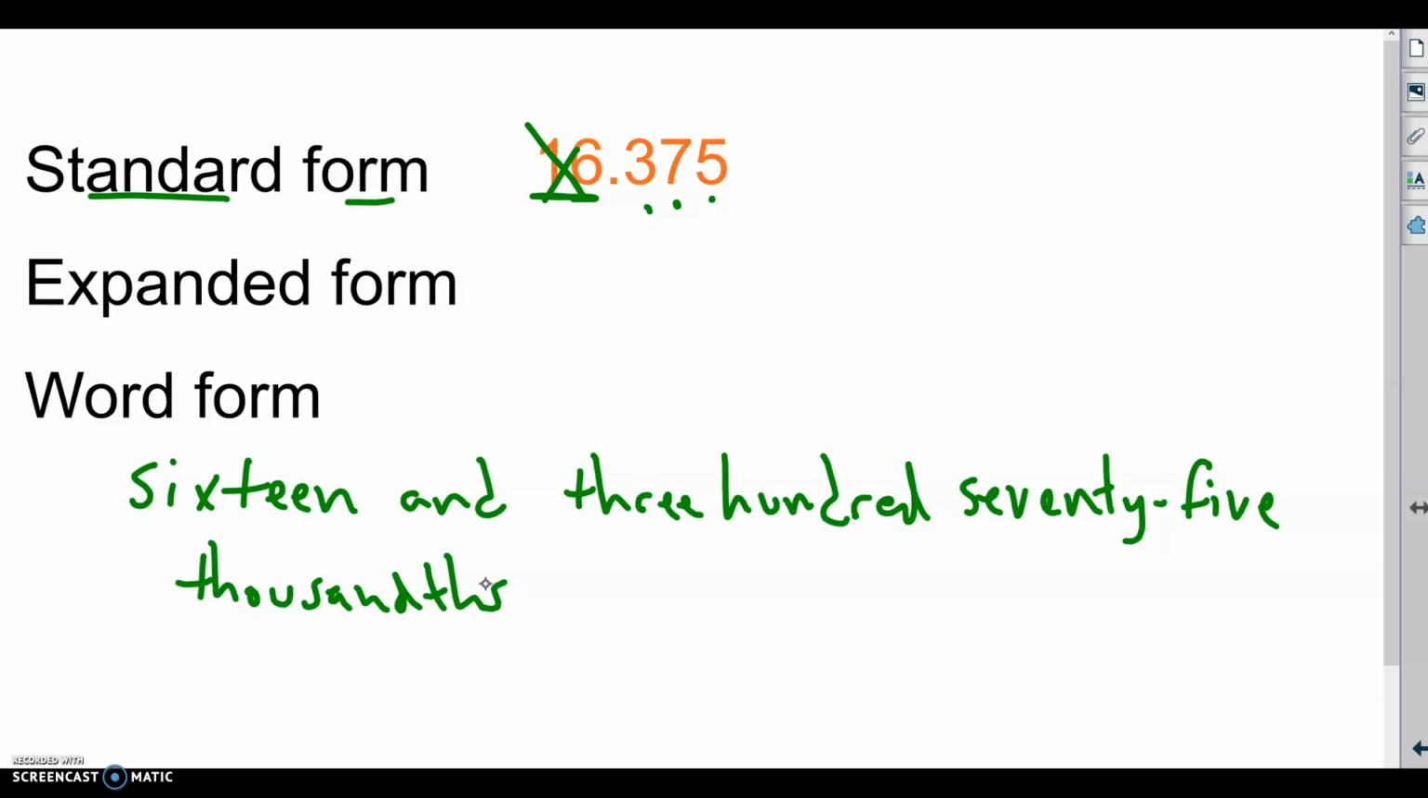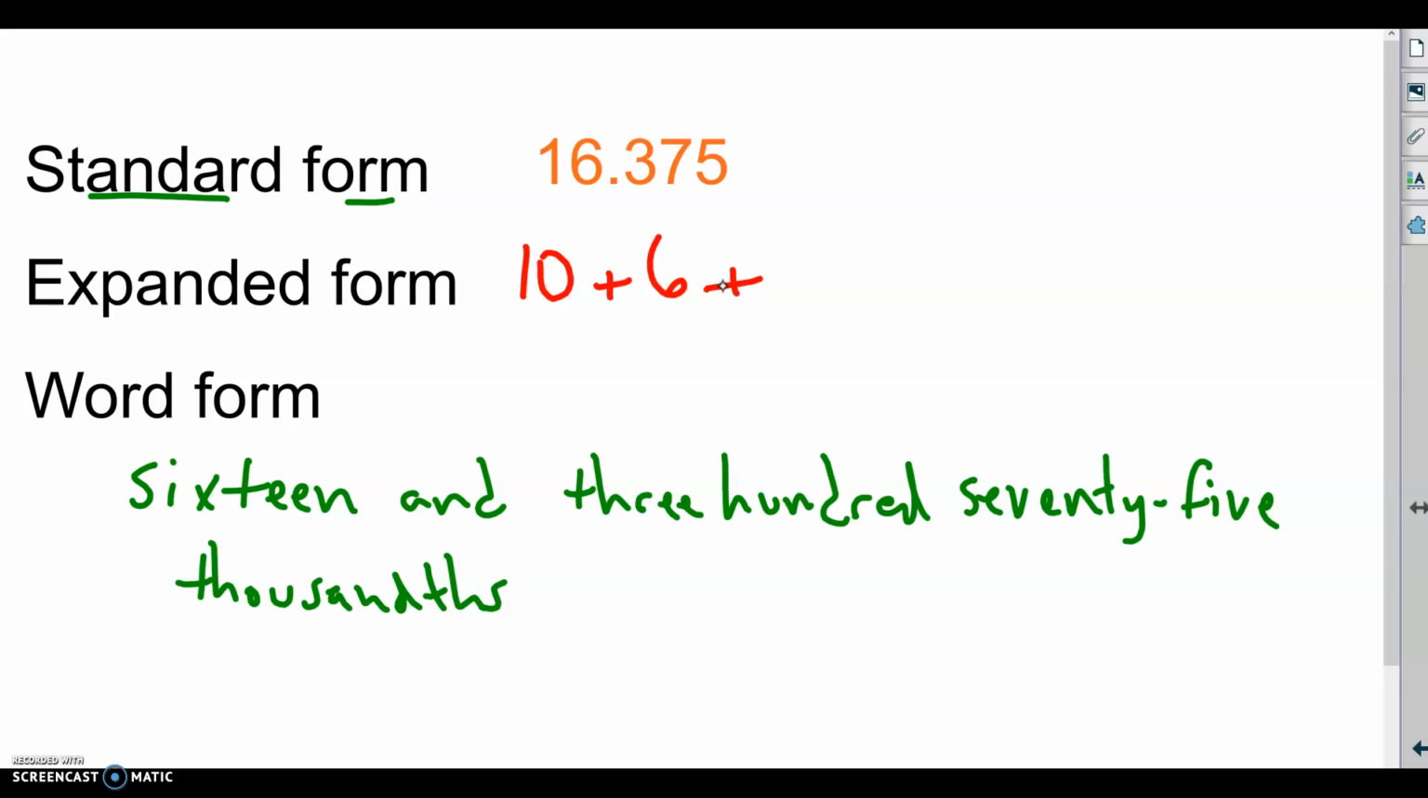Let's try expanded form. So I think I can erase. I'm not sure if I can erase my writing here. Yes, I can. Okay, so expanded form is like when you were doing numbers when you were little, like 135 is 100 plus 30 plus 5. Remember that? Same thing, only now we've got a decimal. So just like before, we're going to take apart the whole numbers. That's an easy thing to do. So right away, the 16 you'd break down into 10 plus 6.